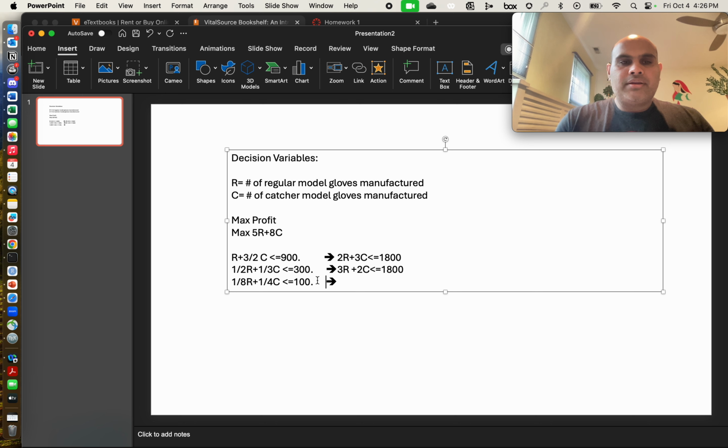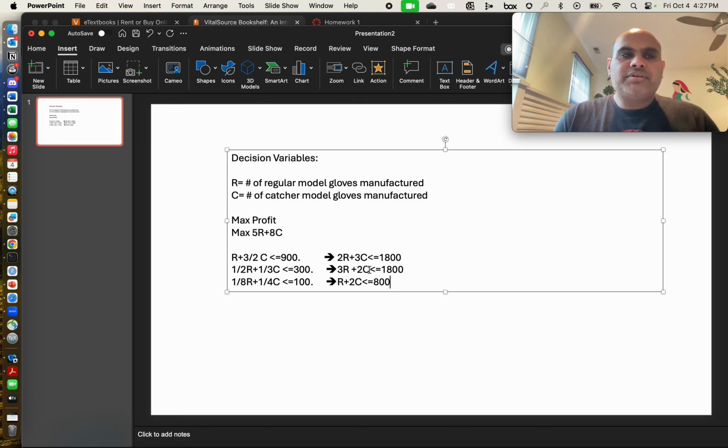right? And then this is 1/8, this is 1/4, so I'm just going to multiply the whole thing by 8. So it'll give me r plus 2c is less than or equal to 800, right? That's my other constraint. So I multiply the whole thing out by 8. So it'll be r plus 2 times c is less than or equal to.